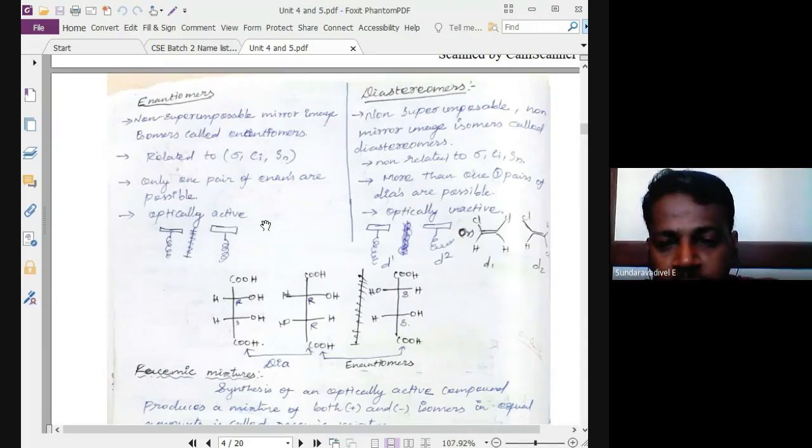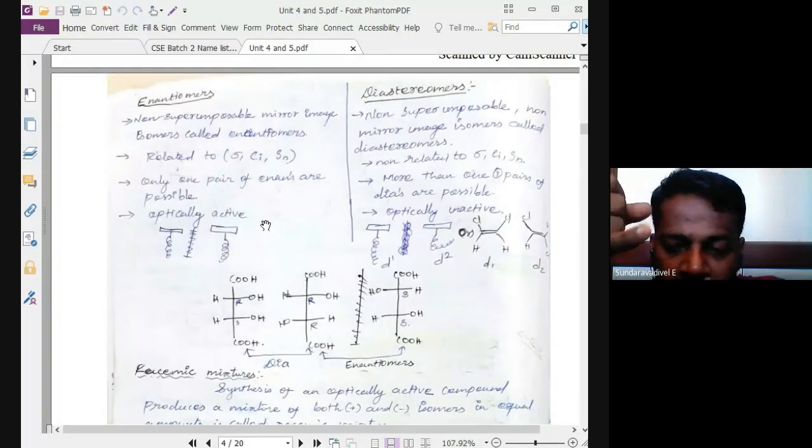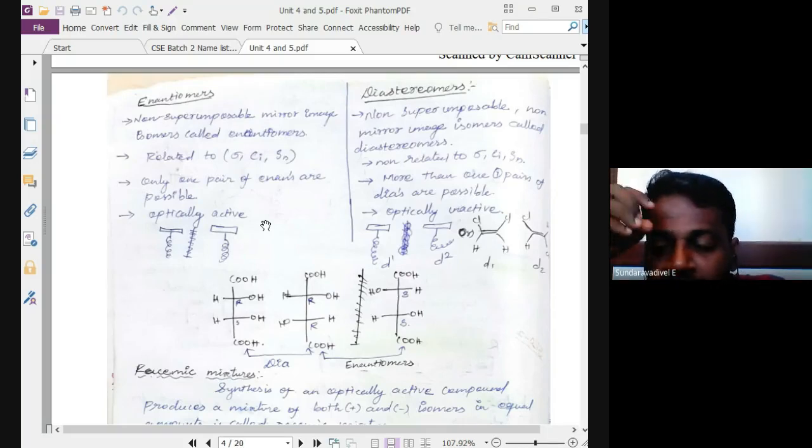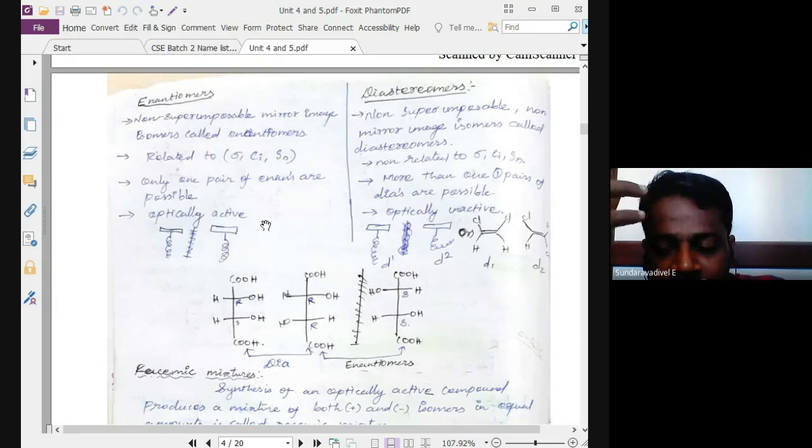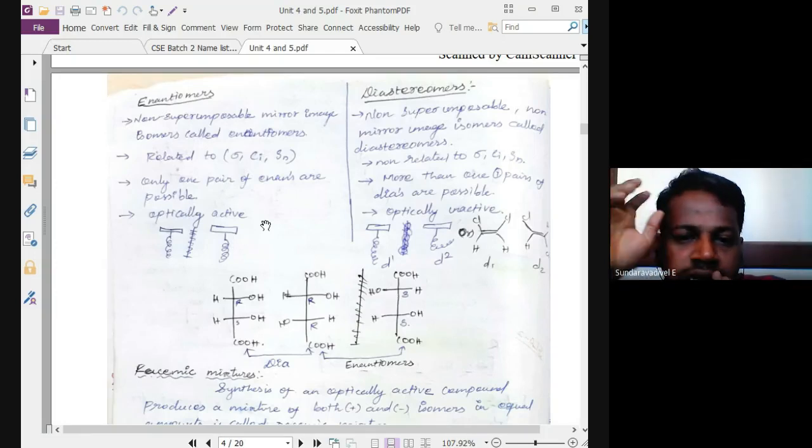In the enantiomer molecule, we can do the operations. That means we can find the plane of symmetry, center of symmetry, alternating axis of symmetry. All the operations we can do on the enantiomer molecule. But in the diastereomer molecule, we cannot perform any such operation. For example, sigma, CASN, everything does not work in the diastereomer.